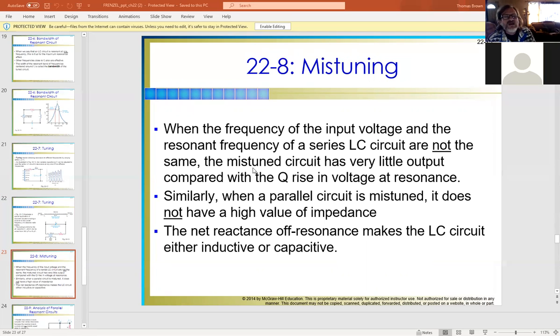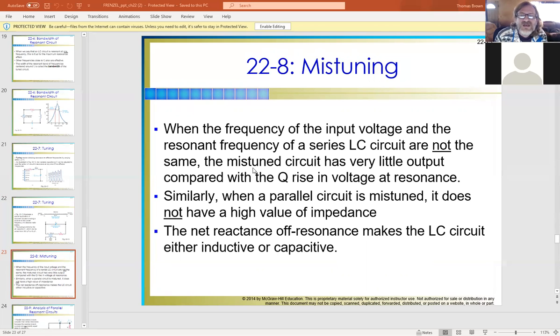But anyway, when the frequency of the input voltage and the resonant frequency of the series circuit are not the same, this means you're trying to put something into the circuit that it doesn't quite like. The mistuned circuit will have very little output, and that would mean we're working outside of the range these components are established for. So now if this frequency comes through, what happens to it?